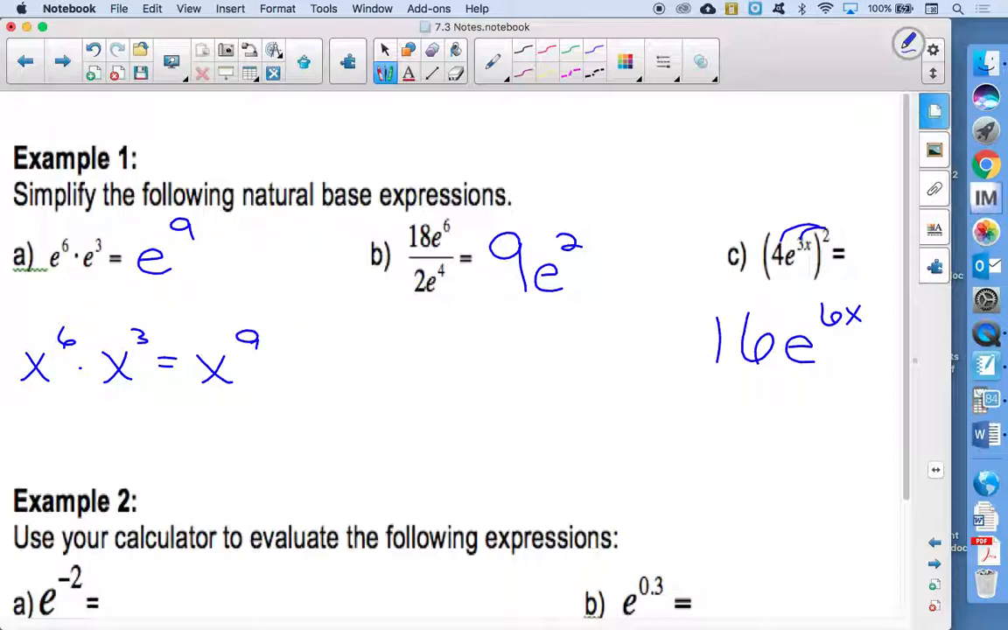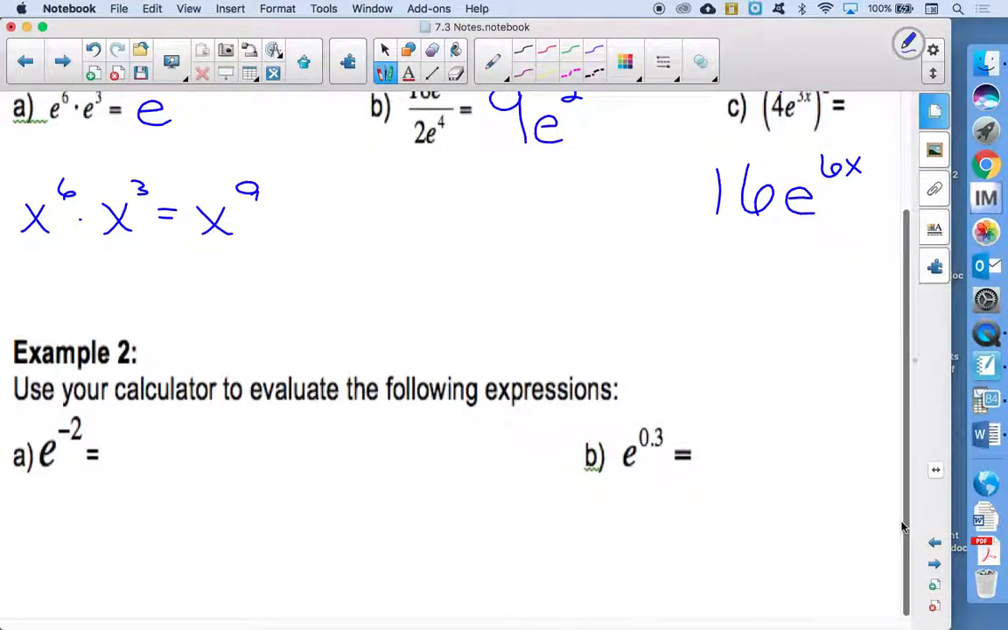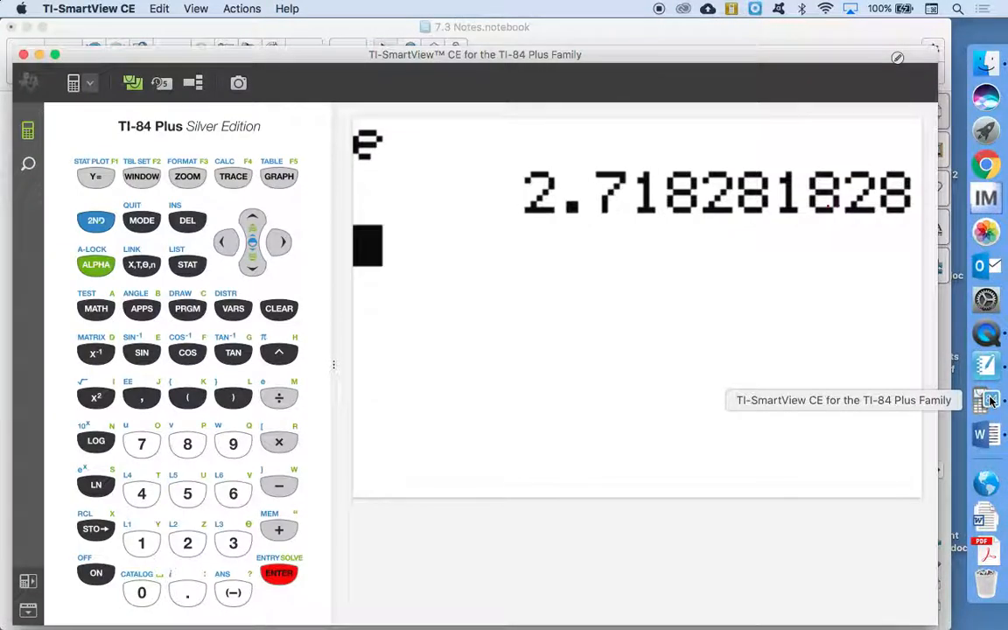And then you're multiplying 3x times 2, so 16e to the 6x. So we're going to go back to the calculator because I'm going to show you another place where the e is also in the calculator. Well, there's an EE, which stands for times 10.